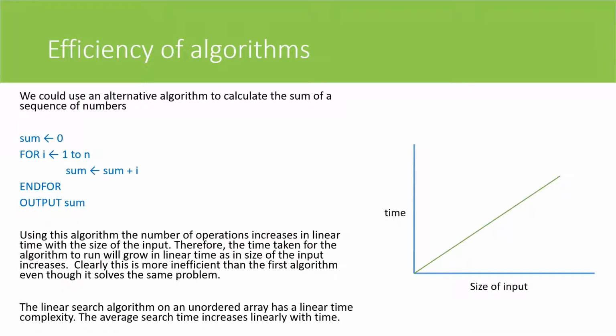Another way of writing this algorithm would be simply to use a for loop and add up the values. The trouble with this algorithm, even though it does exactly the same thing as the previous algorithm, is that as our value of n increases, so as the value that we want to add up to gets bigger and bigger, the actual time taken for the algorithm also increases. So that's not ideal. For big numbers, this algorithm is going to be much more inefficient than the previous algorithm.